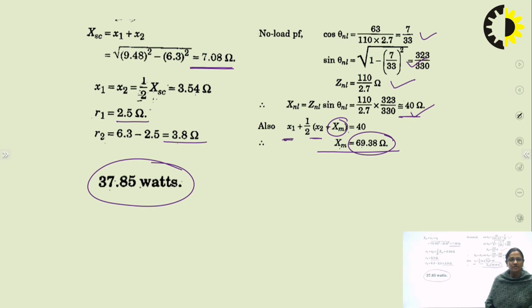So in this manner, you can solve this question and similar questions of single phase induction motor based upon the no load and blocked rotor test data. So that is all for this lecture.